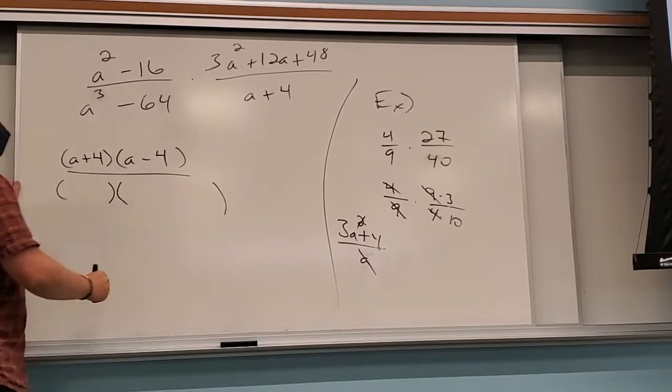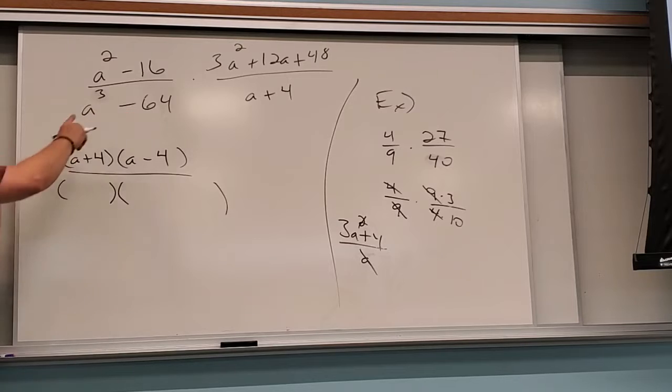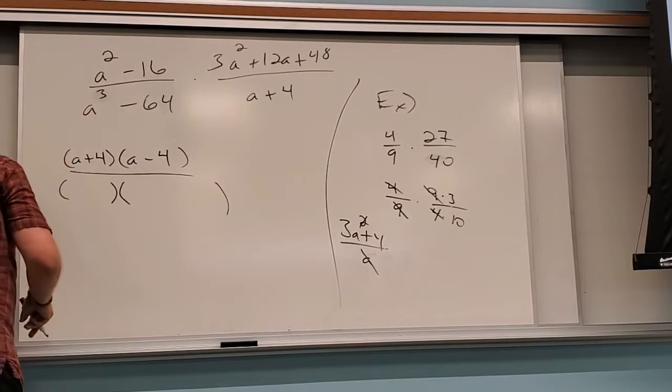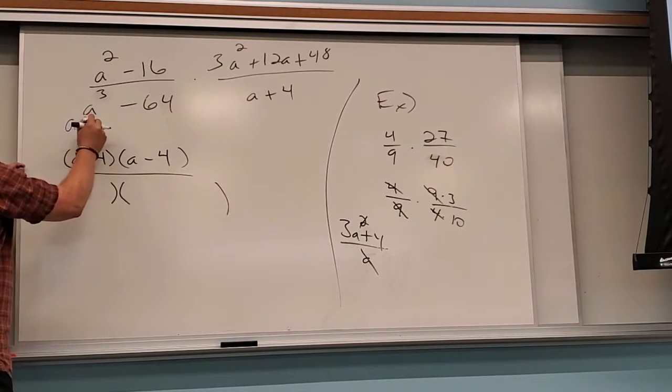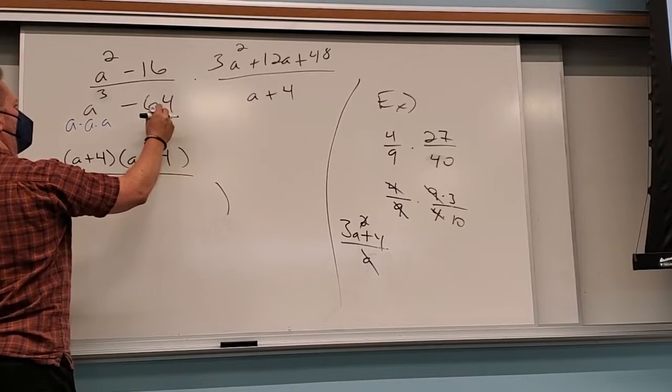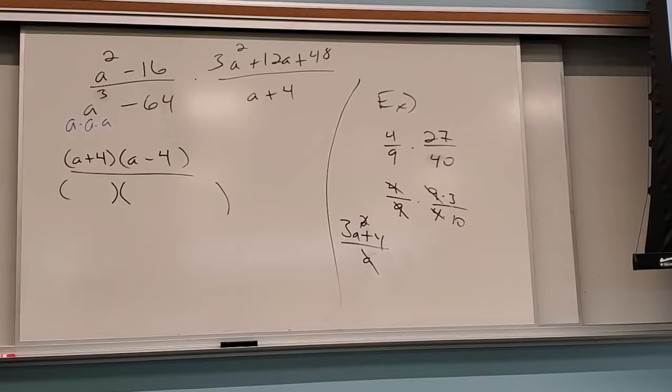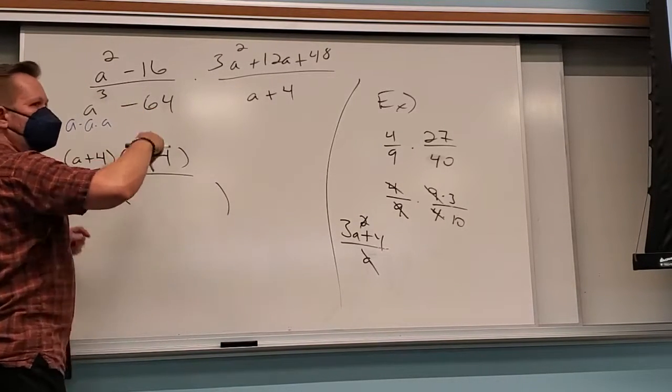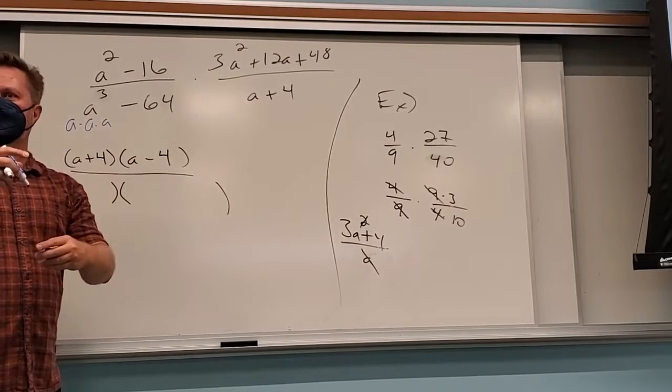What's this made of? a times a times a, right? What's 64 made of? 8 times 8 is 64, but we need it in 3 pieces. 4, 4, 4. Yeah. 64 is a neat number because it's a square and a cube.